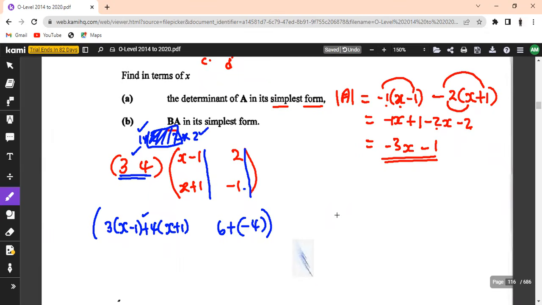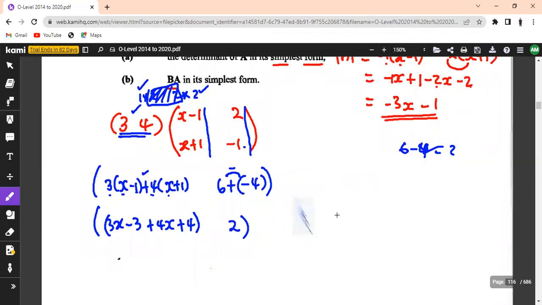Okay, so let's just expand brackets and simplify. 3 times X, that is 3X. 3 times -1, that is -3. 4 times X, that is going to be plus 4X. 4 times 1, which is going to be plus 4. All right, so this is just a single part, but put in a bracket. All right, then we move on here, plus and minus. That's a minus, so it's going to be 6 minus 4, which is going to be 2. Okay, that's 6 minus 4, which is 2. So this part is just going to give us 2 here.